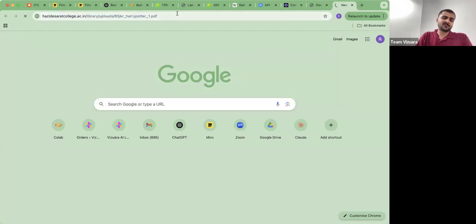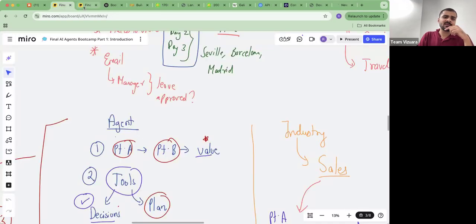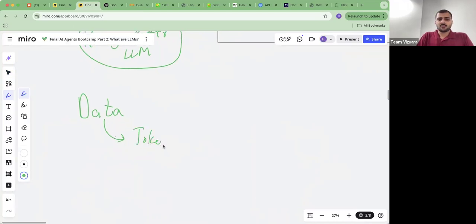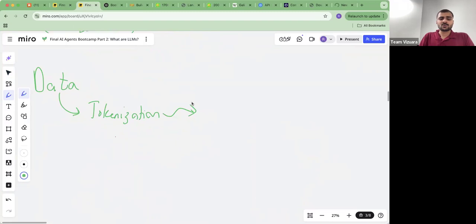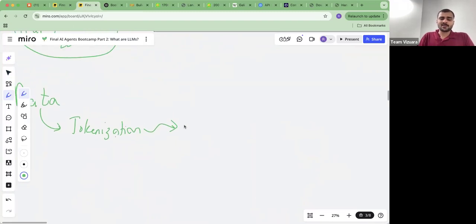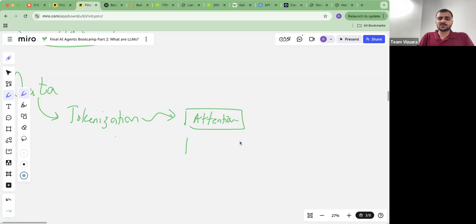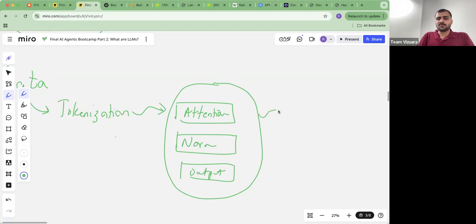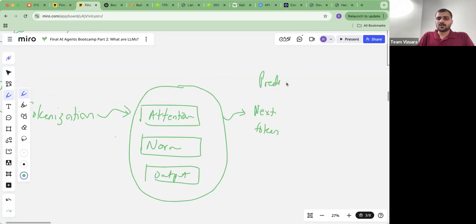So what we'll do first is that we'll source Harry Potter data. Let's say I take this PDF just as a reference, and I use this data and I collect it. Once we have all of this data, this data is tokenized. By tokenization, I mean it's broken down into smaller and smaller parts. And then each of these tokens passes through the entire LLM architecture. The LLM architecture consists of the attention layer, many layers which are stacked together, the normalization layer, and then there is an output layer. So you can think of this block as the LLM architecture block. And then what comes out of this is the next token prediction.